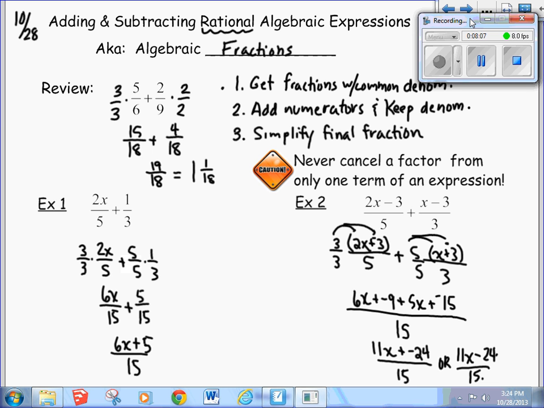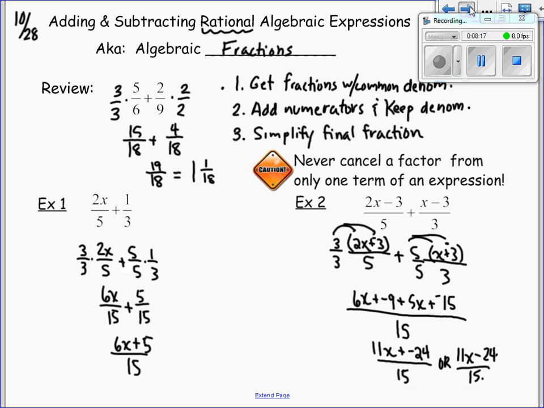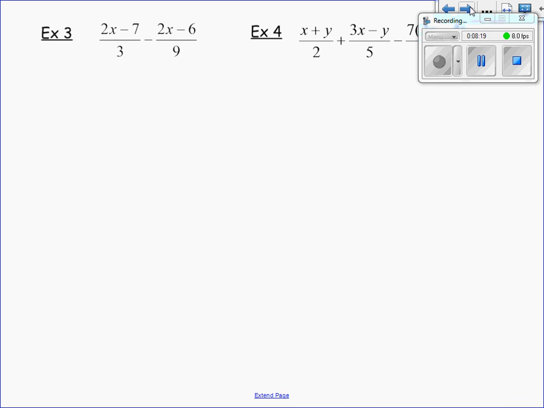We're going to continue on with one more example. And if you'll notice, both of these problems were addition problems. Now we're going to move on to a subtraction problem. Okay, so here it is, 2x minus 7 over 3 minus 2x minus 6 over 9.